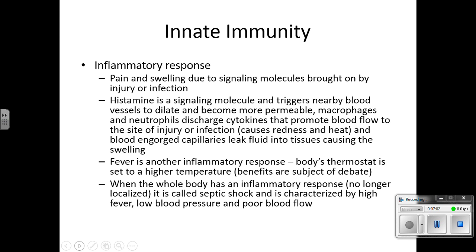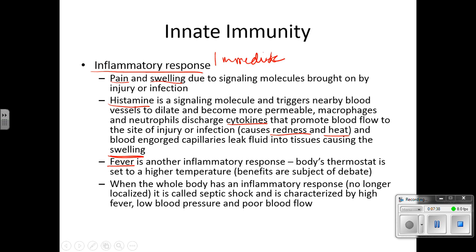Your inflammatory response is actually part of your innate immune system. Remember, this is immediate. So the pain and the swelling is due to signaling molecules brought on by the injury or the infection. Histamine is a signaling molecule, and it's going to trigger nearby blood vessels to dilate and become more permeable. The macrophages and the neutrophils are going to discharge cytokines that promote blood flow to the site of the injury or infection. Again, that's where you're getting the redness and the heat from. And the blood engorged capillaries will leak fluid into the tissues, and that's what's causing your swelling.